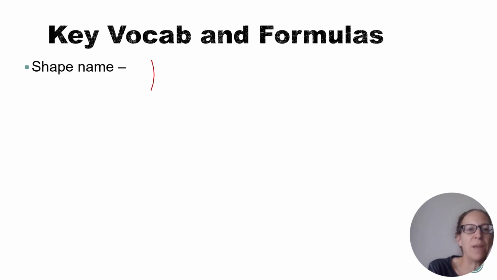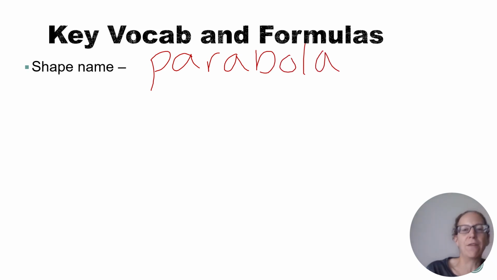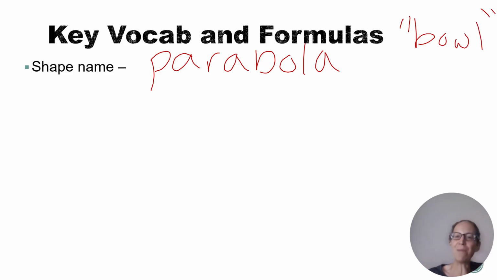The name for this shape is called a parabola, and I might have said that on the previous slide just out of habit. Now, I have had students call this a parabola, and they put the emphasis on the bowl, to remind themselves that a parabola looks like a bowl. It's rounded on the bottom. But the way you do say that is parabola with the accent on the ra.